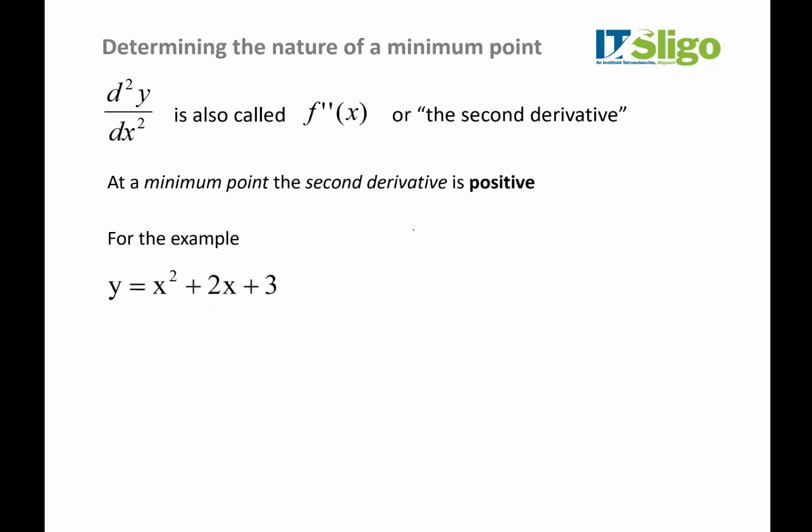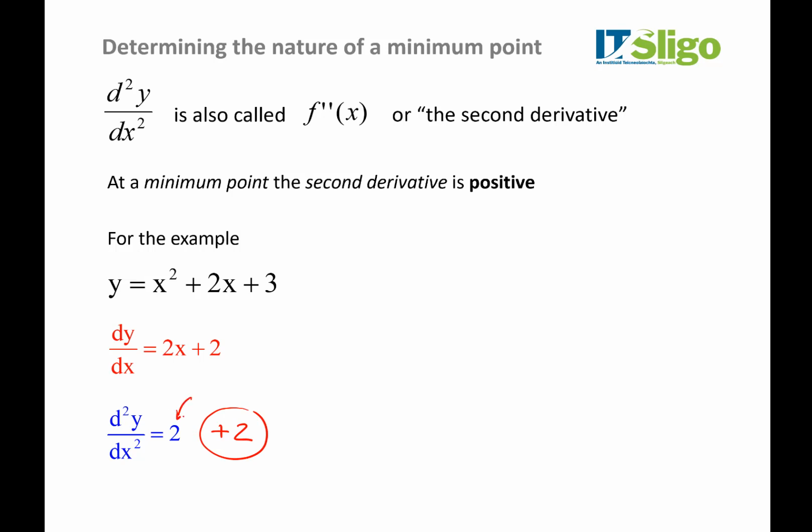So for our example, the first derivative we've seen is 2x plus 2, but now we just differentiate again. So exact same rules. When we differentiate 2x, we get 2. And that's our second derivative. And we can see it's plus 2. So the 2 actually doesn't matter. The 2 isn't giving us any information, but the plus is what we're looking for. The second derivative is positive. Therefore, we can say we're dealing with a minimum point.